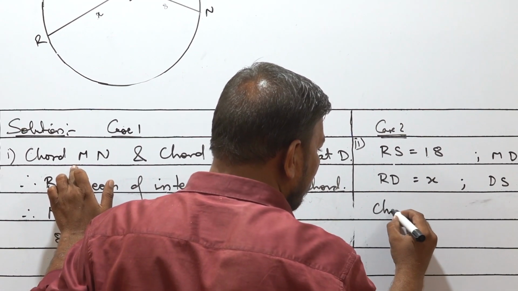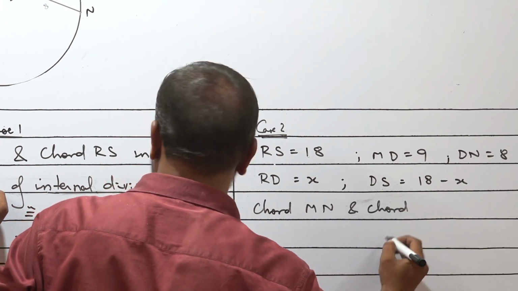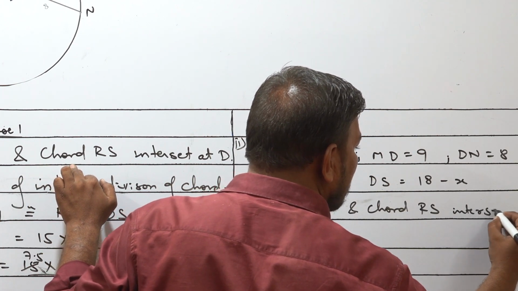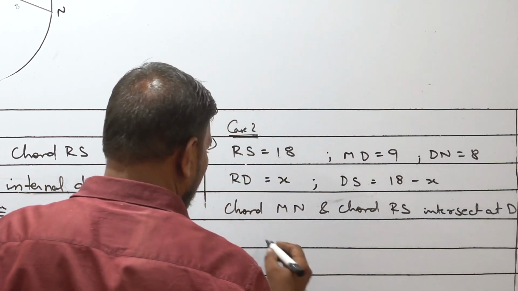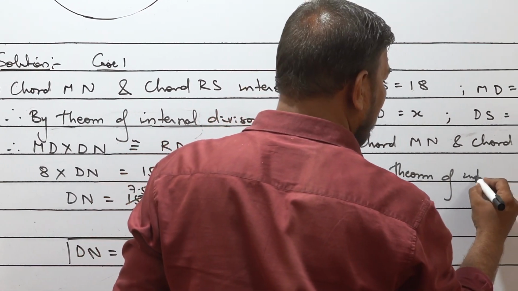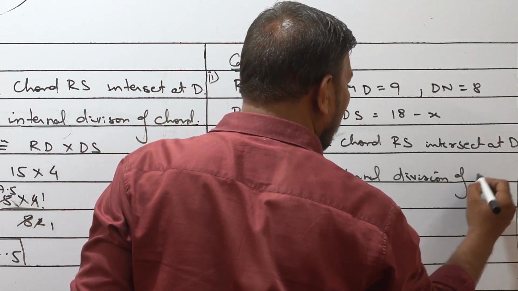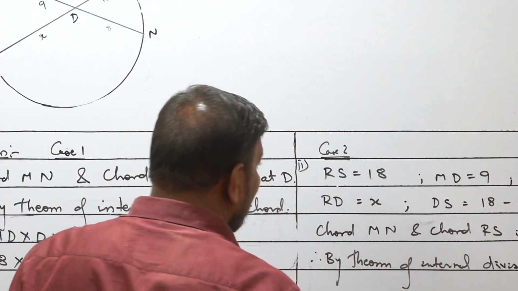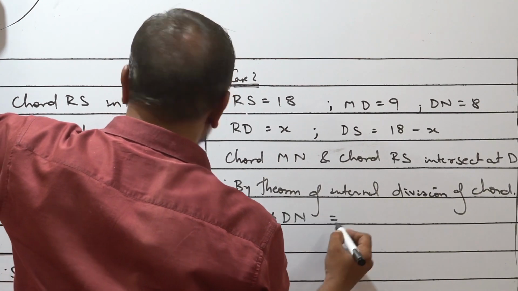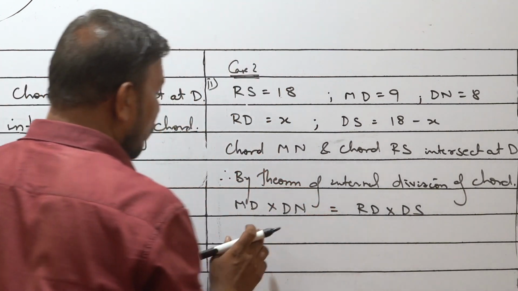Now, the same understanding. Chord MN and chord RS intersect at D. So therefore, by the theorem of internal division of chords, what will come? MD into DN is equal to RD into DS. Fine. Now we will substitute the values.